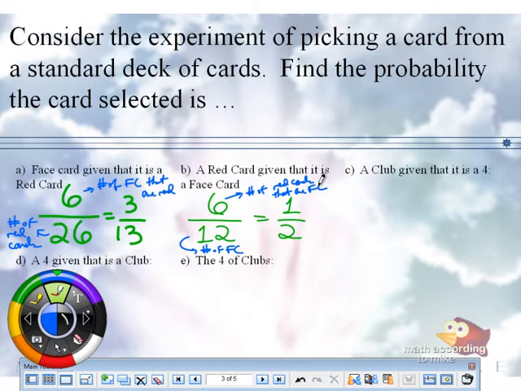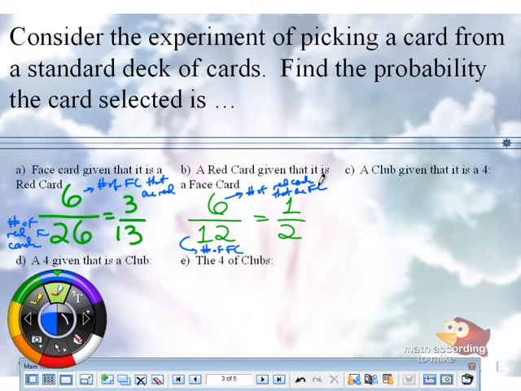Oh, I changed the thickness of the green. What are you going to do? Is the 6 in the numerator of part A different from the 6 in the numerator of part B? No. We're talking about the same 6 cards. This says face cards that are also red. This says red cards that are also face cards.